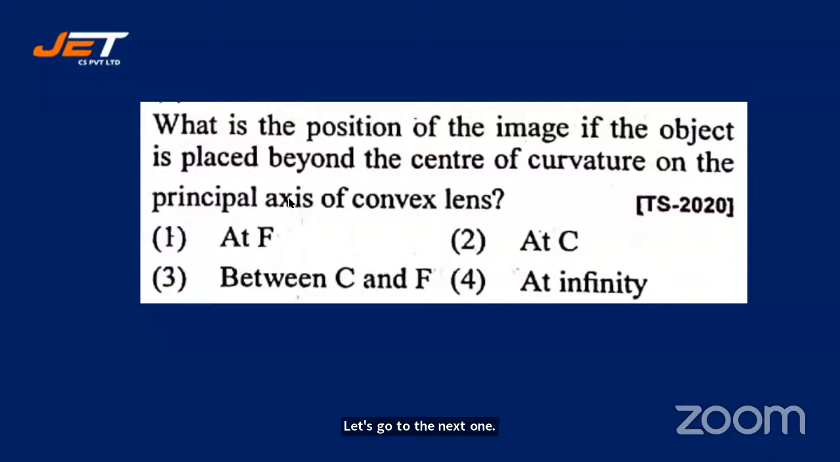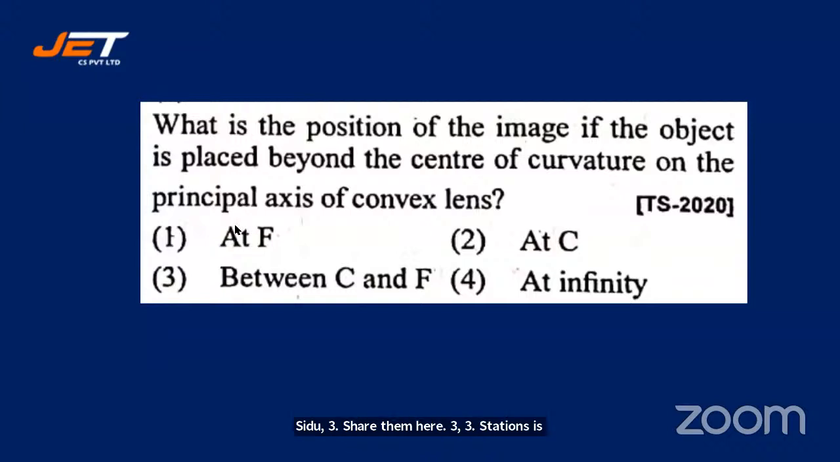What is the position of the image if the object is placed beyond the center of curvature on the principal axis of a convex lens? Jyoti says 3. Jashwant 3. Arshita says 3. Pradavi says 3. Rakhi says 4, at infinity. Amrita says 3. Siddhu says 3. Sleshna, Chaitanya, 3. Sleshna says 4, at infinity.